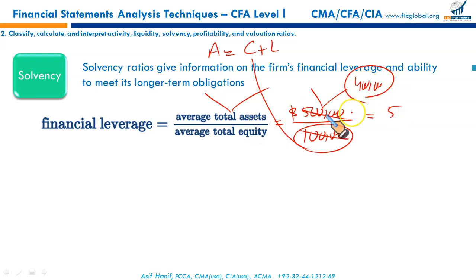Quite a significant part. If this number is higher, it means we have more debt than equity, because debt is a part of the other side of the equation. So if you have a higher numerator relative to the denominator, it indicates the business has high financial leverage.